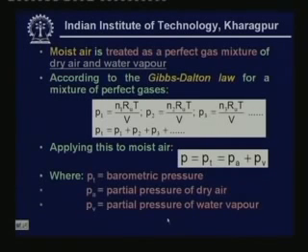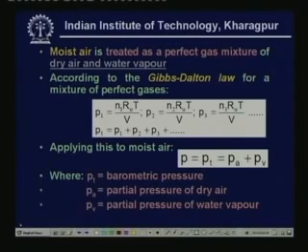Since we are treating moist air as a mixture of perfect gases, moist air itself behaves as an ideal gas or a perfect gas. So we can apply the Gibbs-Dalton law, which for a mixture of perfect gases is given like this. According to the Gibbs-Dalton law, each perfect gas behaves as though it is occupying the whole volume, and there won't be any interaction between the molecules of different gases. So these are the assumptions.